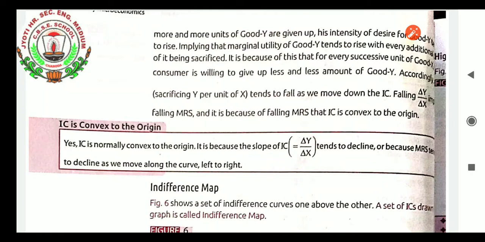So this is the answer you will be writing. IC is normally convex to the origin. It is because the slope of IC, change in Y upon change in X, tends to decline, or because MRS tends to decline as we move along the curve from left to right.